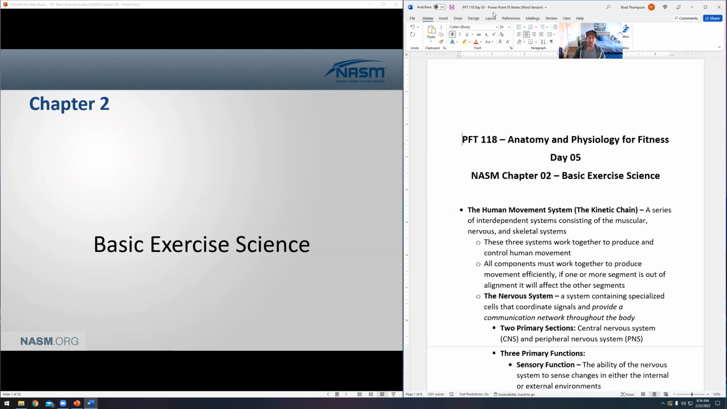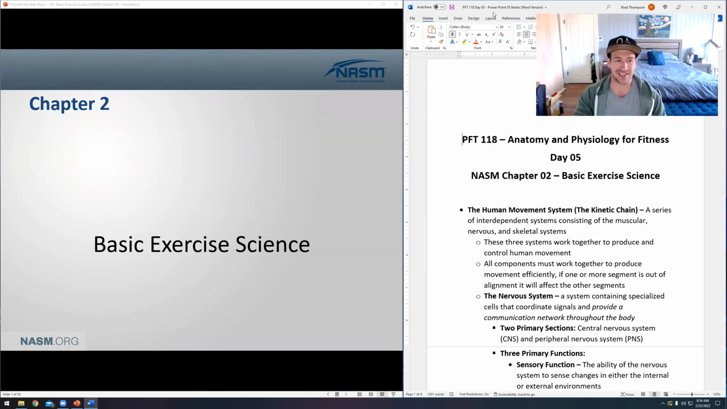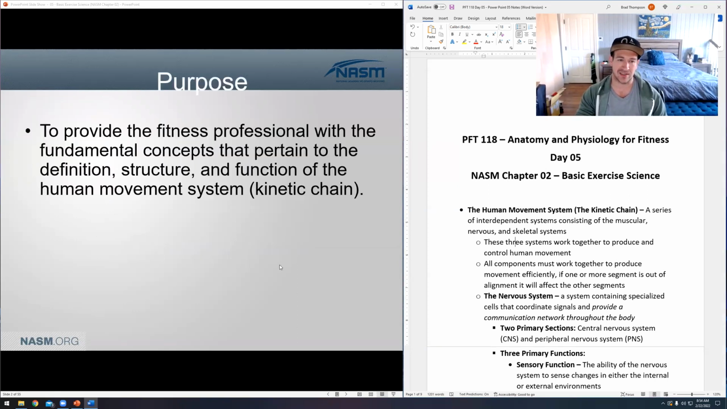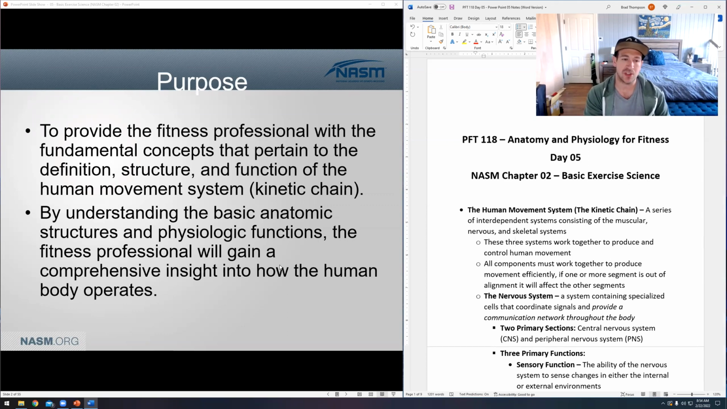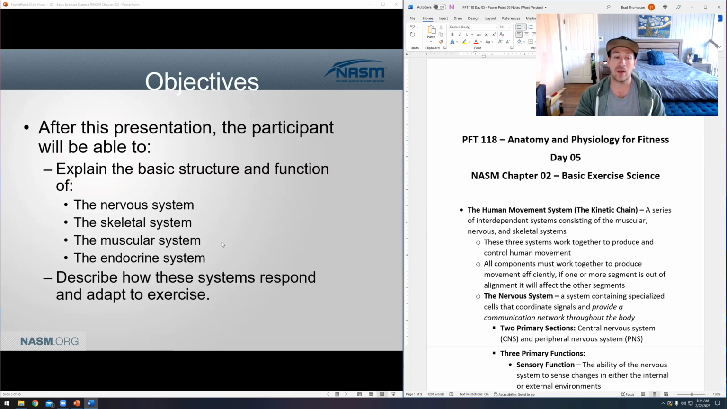But yeah, let's take a look. I'm off on a tangent for test prep here. Let's take a look at chapter 2, right? So we are looking at the basic science of everything. The purpose of today's lesson is that we want you to have a good fundamental overview of the entire kinetic chain, and to understand how all three of those systems work together to create actual human movement, right?